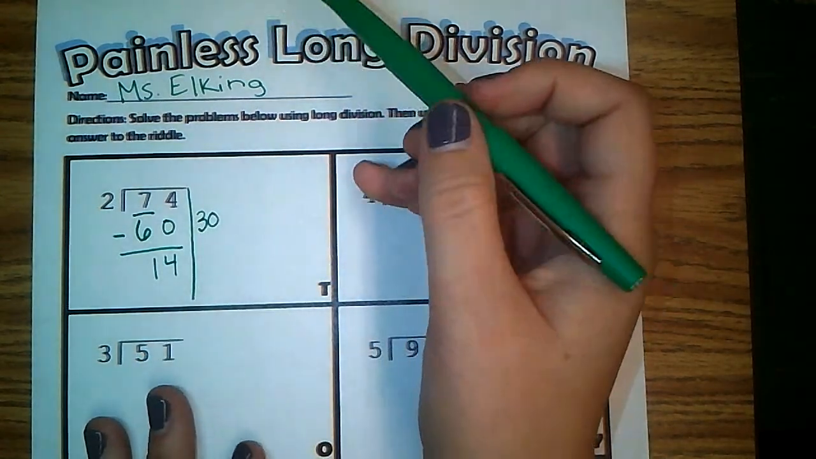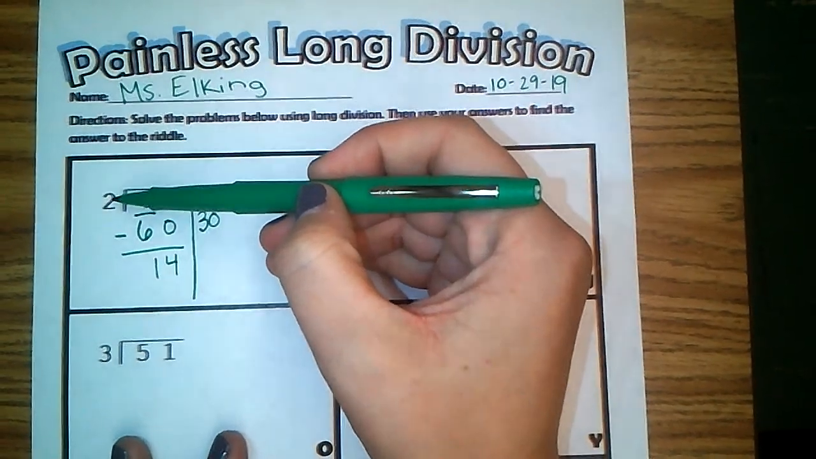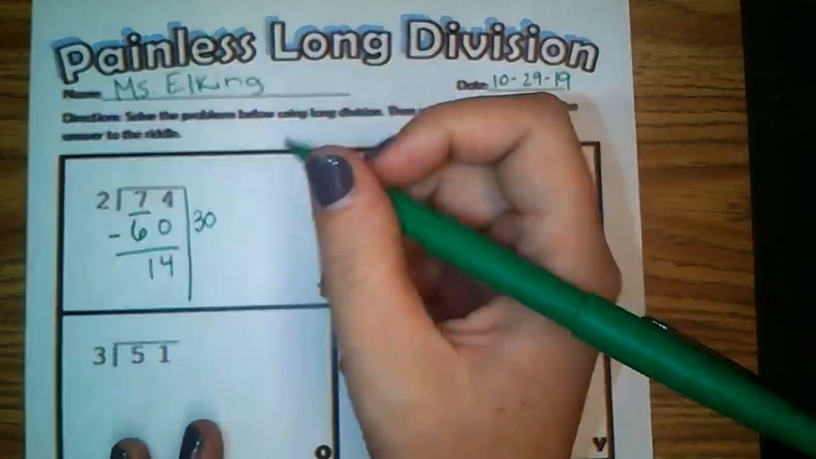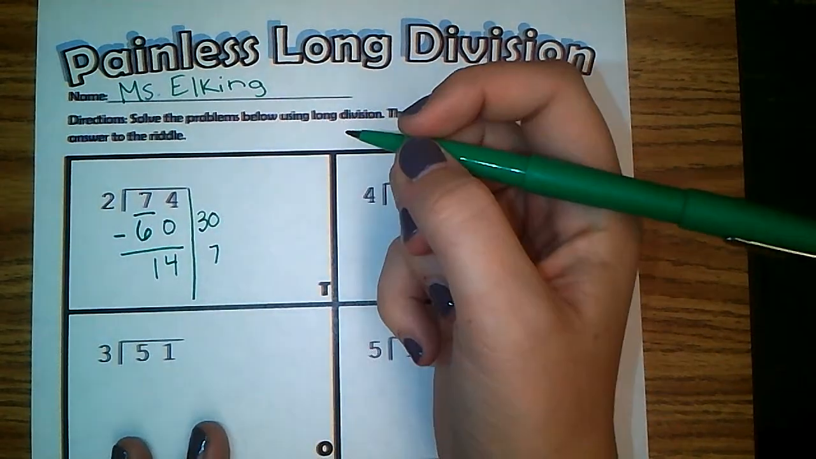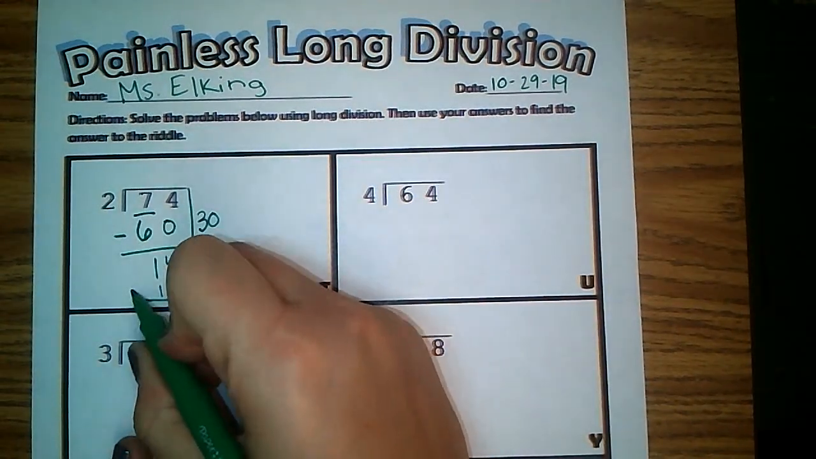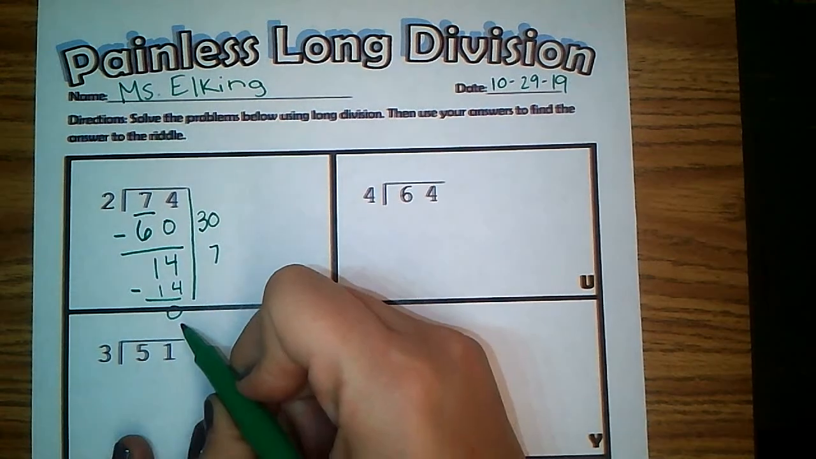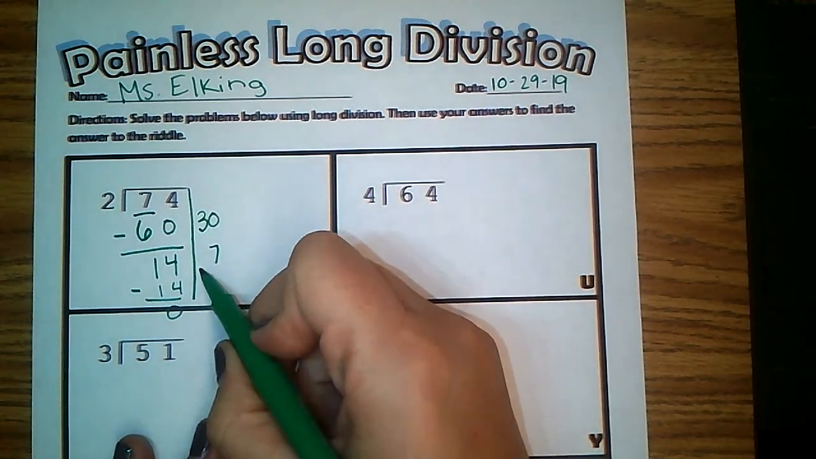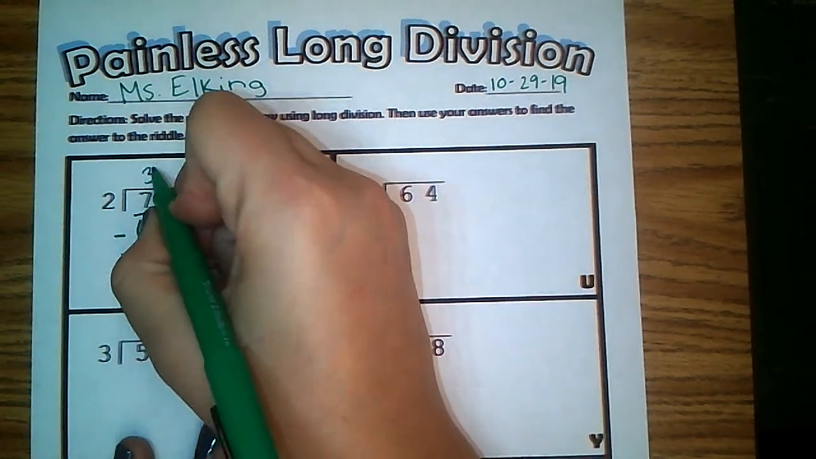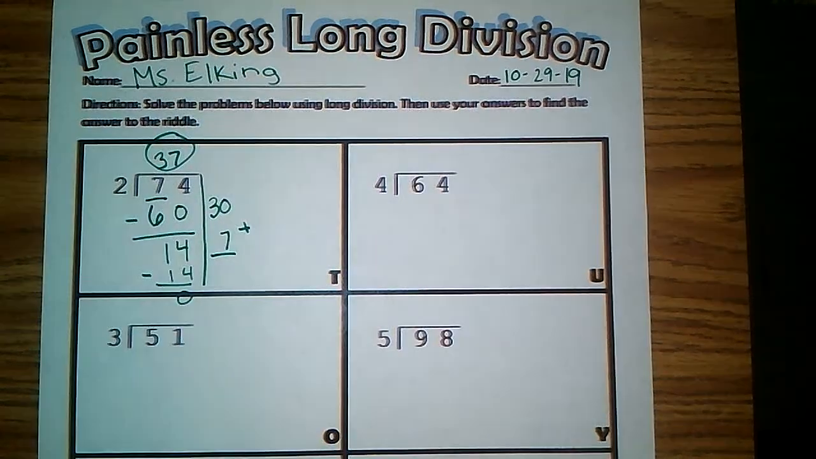Next thing we need to see is how many times can 2 go into 14. I know that 2 times 7 equals 14, so I'm going to put my 7 on the side. 2 times 7 is 14 and subtract. I get 0, so I do not have a remainder. My answer here is on the side. 30 plus 7 is 37.